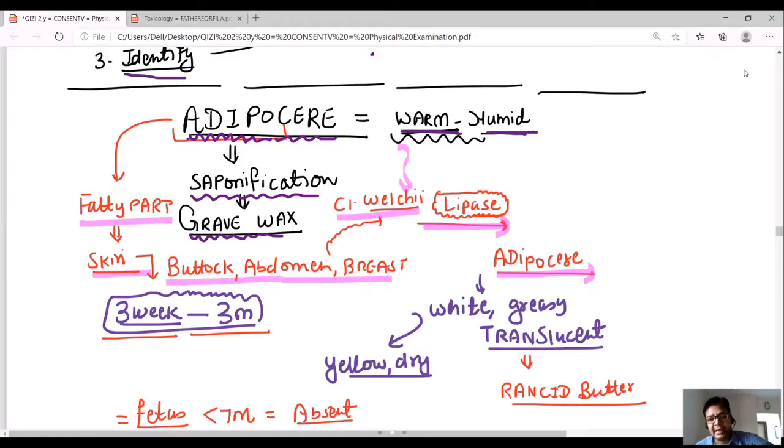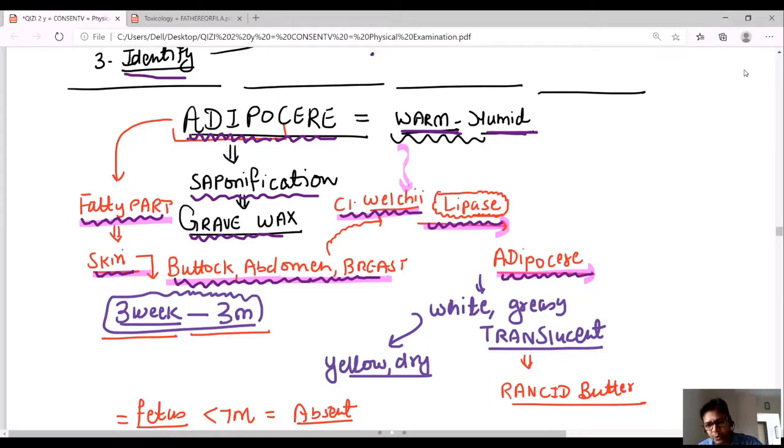Now, sir, what happens? Here, in warm and humid environment, the bacteria is Clostridium welchi. This bacteria liberates lipase enzyme. Sir, there are certain fatty parts in our body, especially the skin of the buttocks, abdomen, and breast. In the presence of Clostridium welchi and lipase enzyme, this will form adipocere.